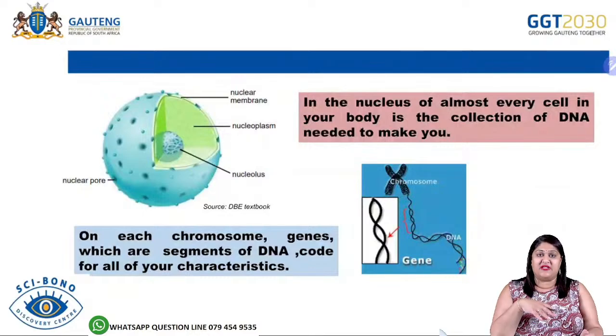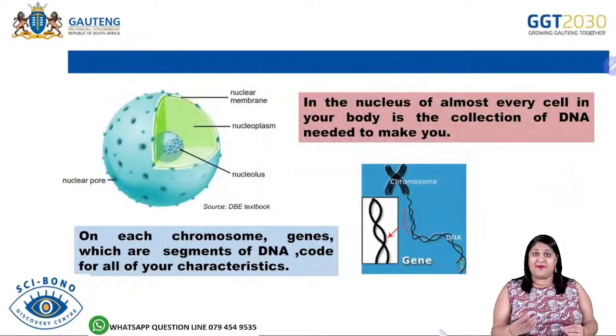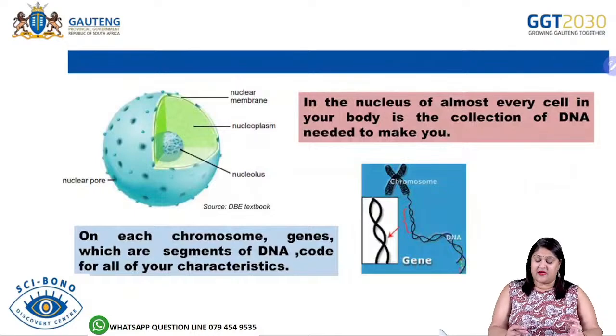Okay, and you learned that it's called deoxyribonucleic acid, and you learned basically that it's a nucleic acid and it is found inside the nucleus. So this is reminding you now from your grade 10 that the DNA is found in the nucleus, and it's a collection that makes up you, your genetic makeup. It makes you who you are.